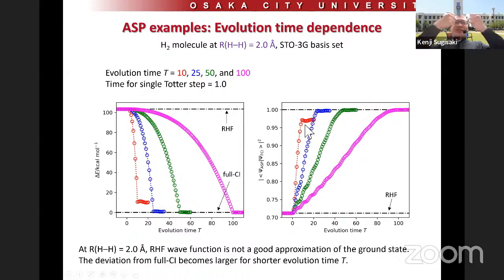If the H-H distance becomes longer, the bonding and anti-bonding orbitals become closer in energy. So it means the energy gap between the ground and excited state becomes smaller for longer bond distance. That's why we have to apply longer evolution time to obtain the FCI wave function.